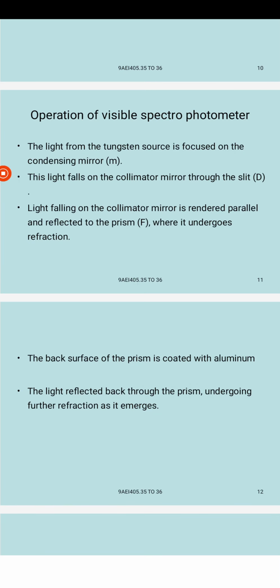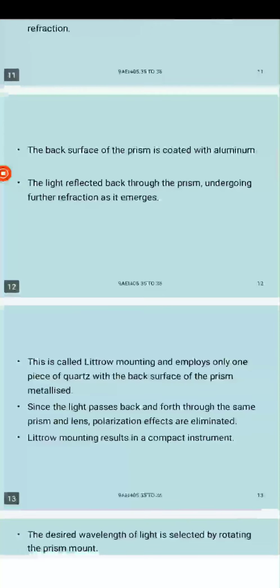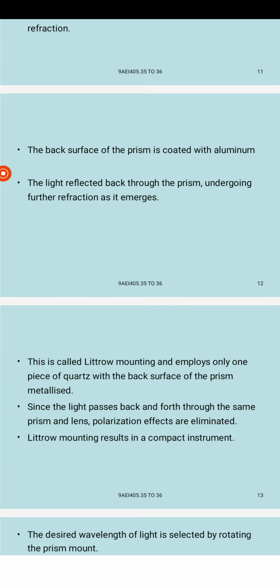Operation of visible spectrophotometer. The light from the tungsten source is focused onto the condensing mirror M. The light falls on the collimating mirror through the entrance slit D. The light falling on the collimating mirror is rendered parallel and reflected to the prism head, where it undergoes refraction. The back surface of the prism is coated with aluminum. The light is reflected back through the prism, undergoing further refraction as it emerges.